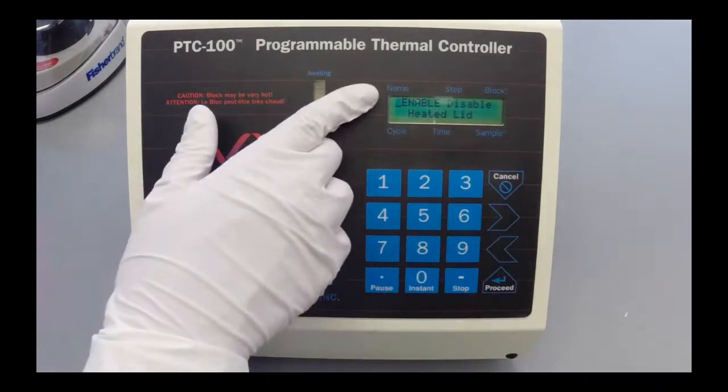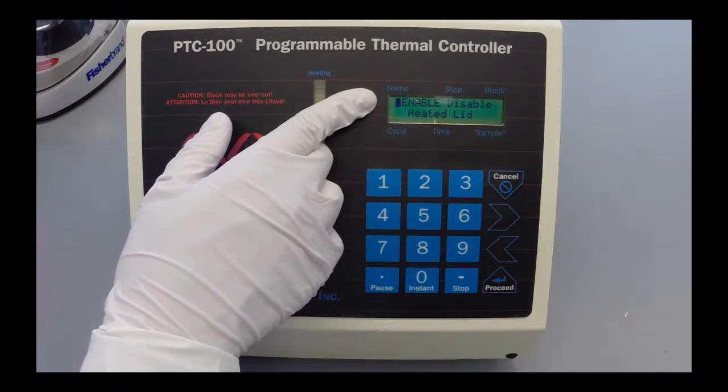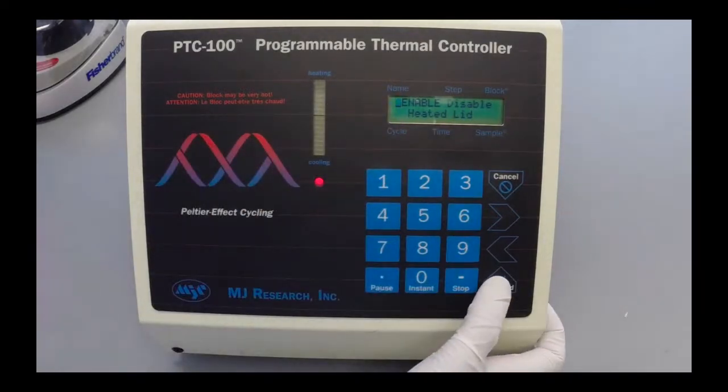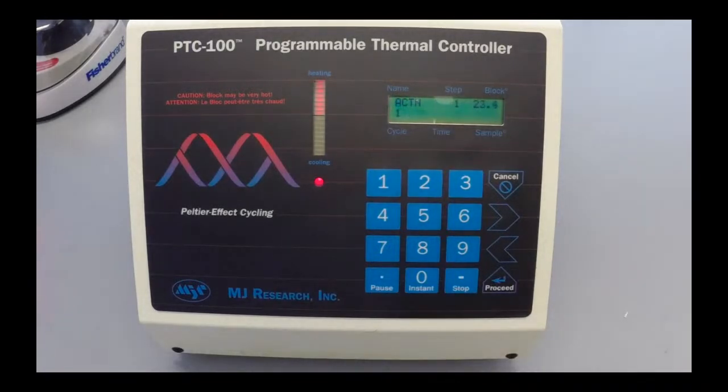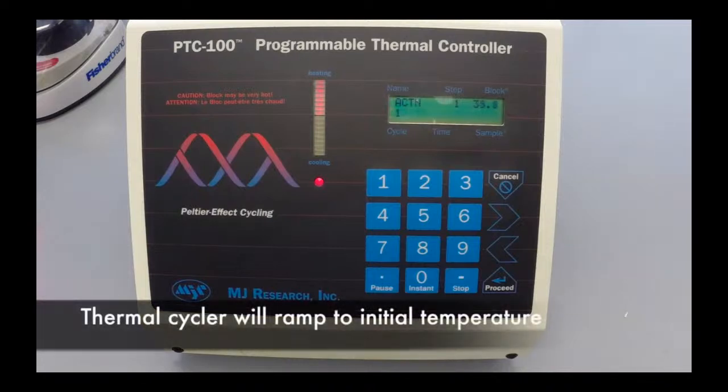The heated lid should be enabled by hitting proceed to prevent extreme condensation at the top of the tube. The thermocycler will ramp to the initial temperature and begin timing the incubation. It is good practice to make sure the machine reaches this step with no errors. After it has initiated properly, the machine can be left while the reaction proceeds for several hours.